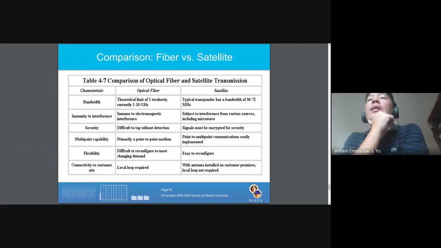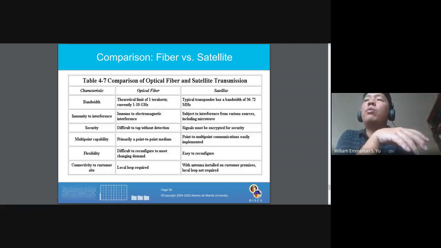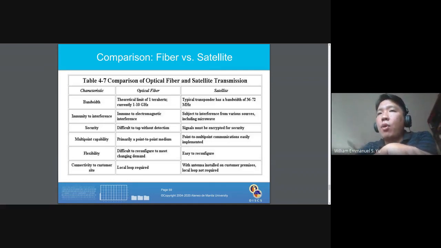In terms of theoretical bandwidth, right? You generally have 1 terahertz of bandwidth in optical fiber. Why? Because the whole fiber is dedicated to you. Share it with nobody. While a satellite will typically have only 36 to 72 megahertz. It's really, really far. So in terms of bandwidth, fiber by far can carry more.